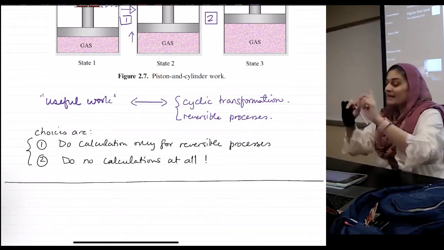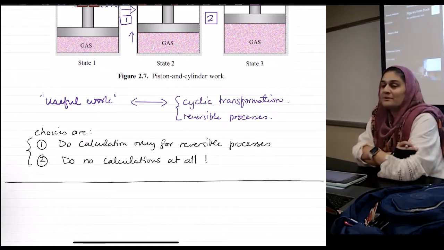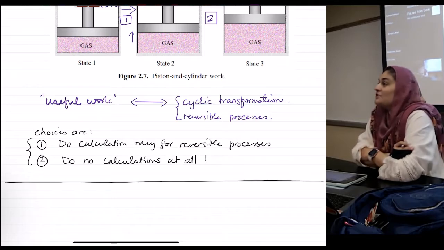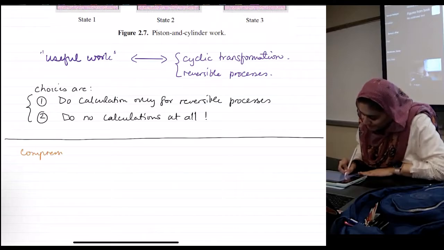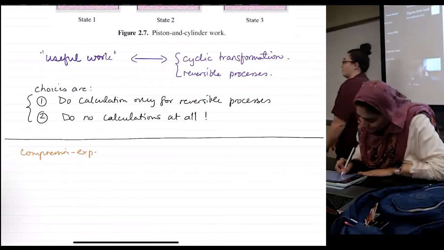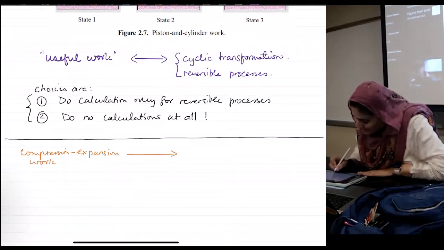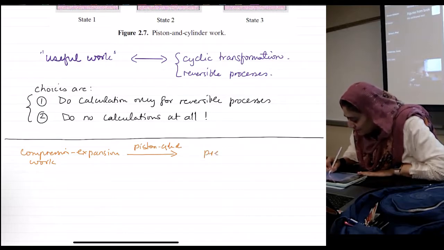I have another term to introduce. So you know that compression expansion work that we were talking about? When that gets applied to the piston and cylinder system, we also call it the pressure volume work. So that compression expansion work, when it is applied to a piston cylinder system, is also called the pressure volume work.